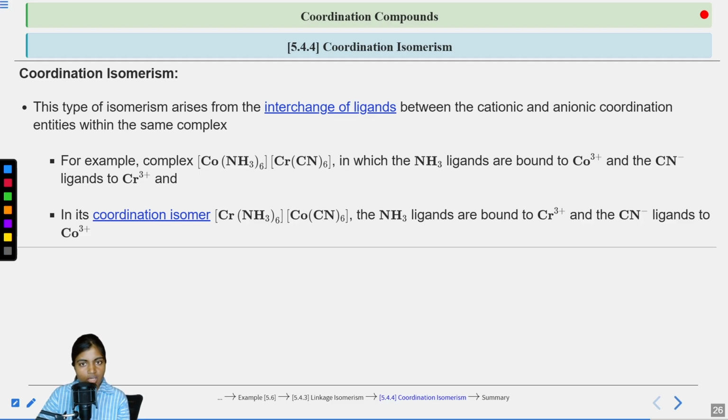So if this is the initial complex, its coordination isomer will be in this form, where the interchange of ligands happens between the cationic and the anionic coordination entities within the same complex. So this is how coordination isomerism can be shown by a complex.